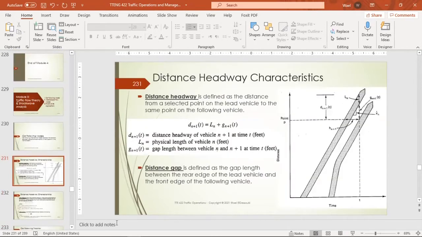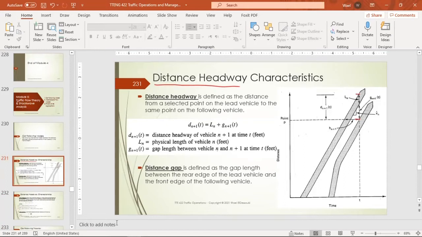Before we go into depth, what are the key parameters in car following? We have what we call distance headway. What is the distance headway? Distance headway is defined as the distance from a selected point on the lead vehicle to the same point on the following vehicle. That means if we have two cars, from the front bumper to the front bumper, that's the distance headway, which is here, d_{n+1}(t).